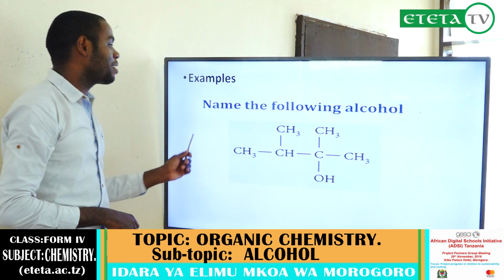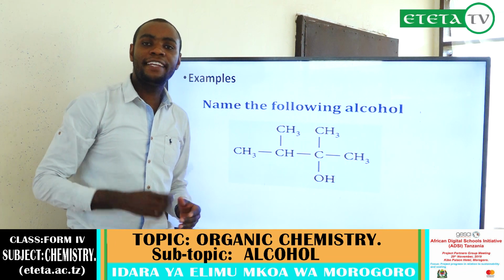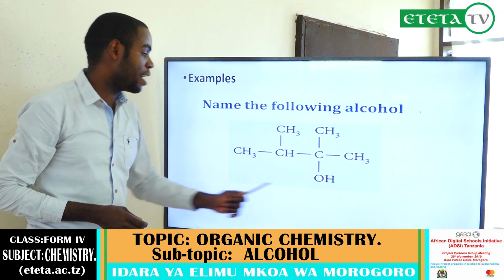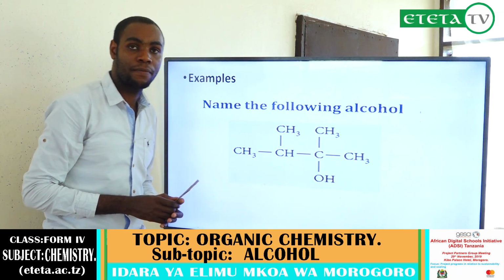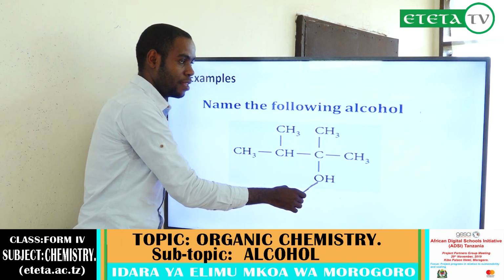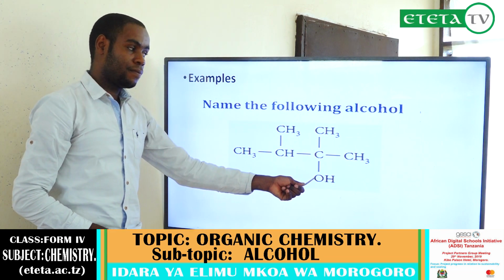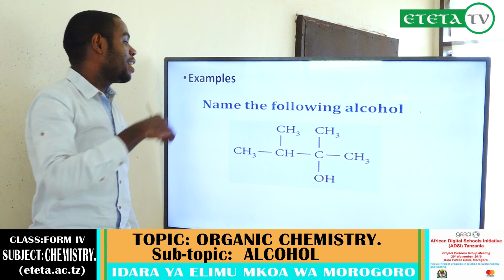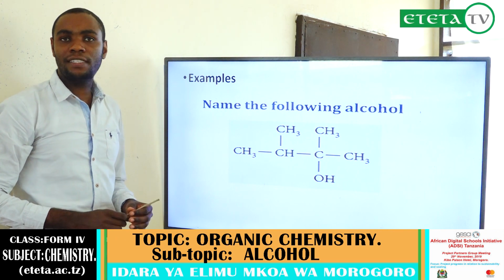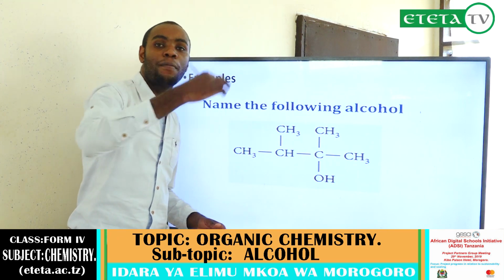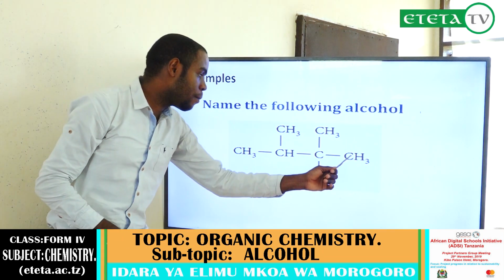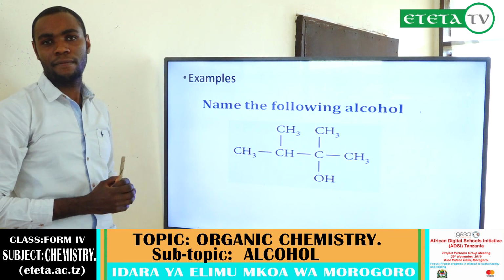Now, after identifying the longest chain, what follows is to number, and numbering starts from the end nearest the hydroxyl group. The hydroxyl group is on this carbon here. If you start from left to right, it will be 1, 2, 3, then the hydroxyl group. But if you start from right to left, it will be 1, 2. So 2 and 3: 2 is smaller. Now numbering will start from right to left. It will be 1, 2, 3, 4. This is the first carbon, second, third, and fourth.